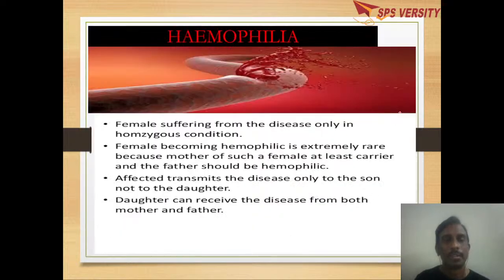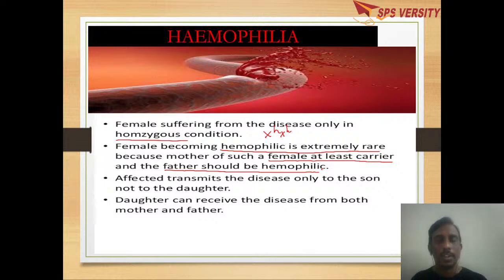Okay. So females who are suffering with the disease will have a homozygous condition. Homozygous means suffering with the disease, X small h, X small h. And in this case, the female becoming hemophilic is very rare. The reason is, for the outcome to be a hemophilic female, the mother should be at least a carrier, and the father should be hemophilic. In such cases only you will get the hemophilic female.